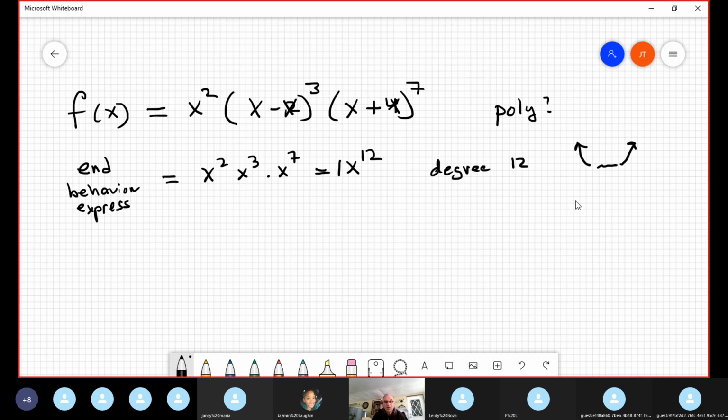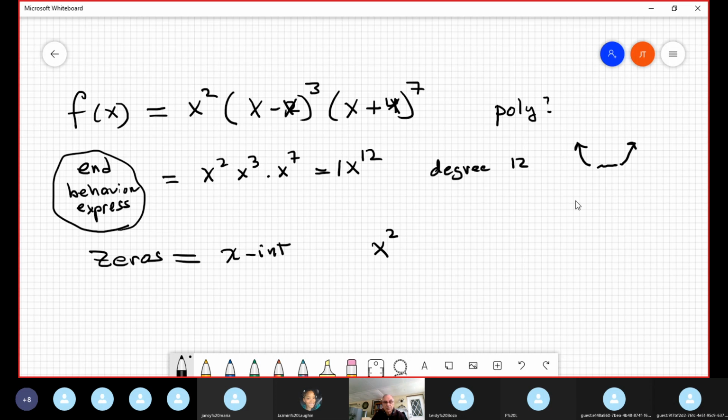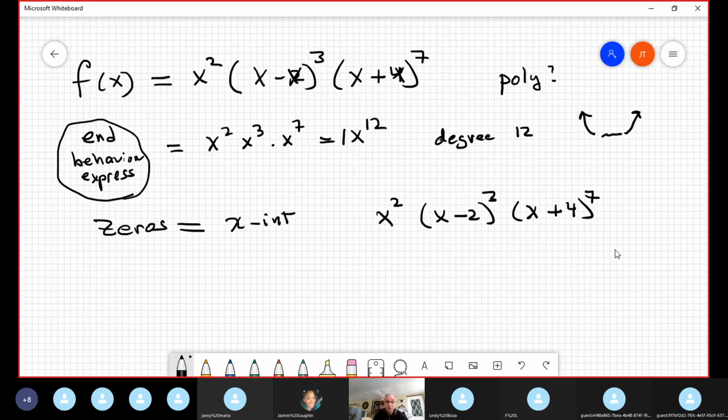Entonces, one more important thing. Okay, and the zeros. Let's focus on it now. This is clear. But what about zero? Zero, remember, is equivalent to, say, x in zero. So the expression is x squared, x minus 2 cubed, and x plus 4 to the 7th power. We have three zeros.